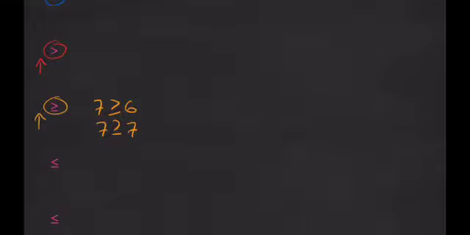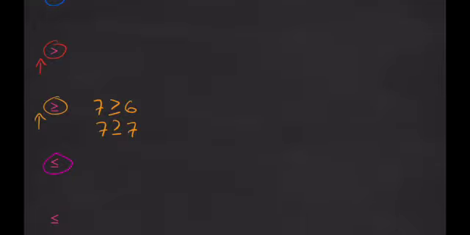The next symbol is a greater than or equal to symbol. That means that whatever's on the left-hand side of it is larger than whatever's on the right-hand side, or it could be the same. So an example is we could have 7 being bigger than or equal to 6. We could have 7 being bigger than or equal to 7. Yes, I know that 7 is equal to 7, but it would still work with that inequality.